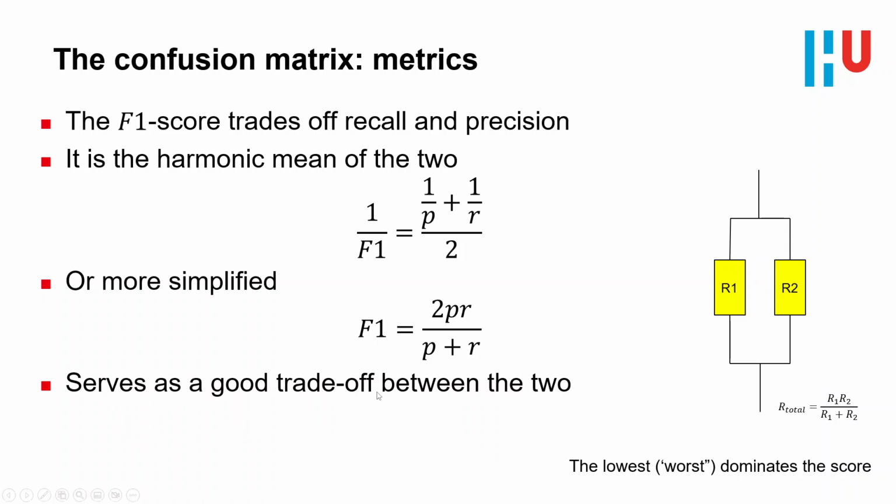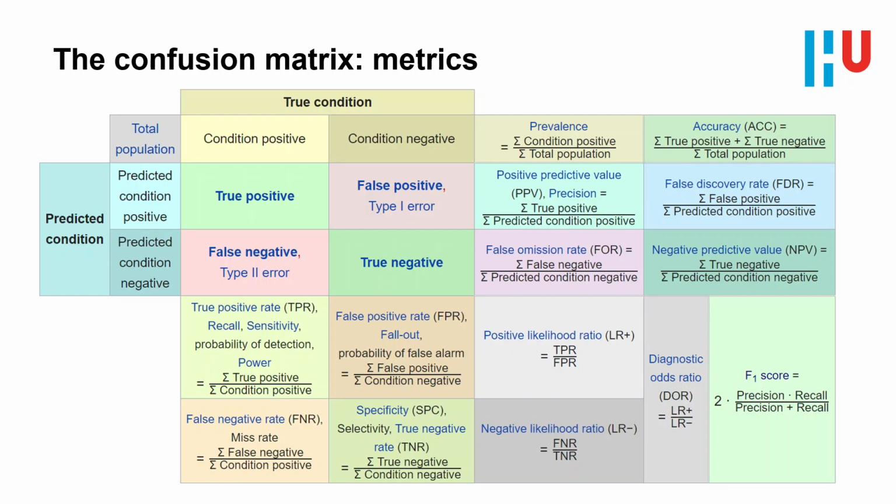And basically it serves as a good trade-off between the two. And you can still do a little bit of manual tweaking. There are a lot more things you can determine, a lot more definitions you can do, like true positive rate, recall, sensitivity, false positive rate, and so on. Our F1 score is here in the corner. I'm not going to explain them all. It's basically a different way of adding, subtracting and summing, all based on those 4 values.